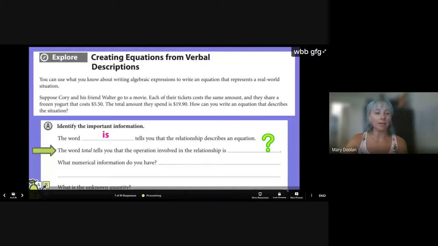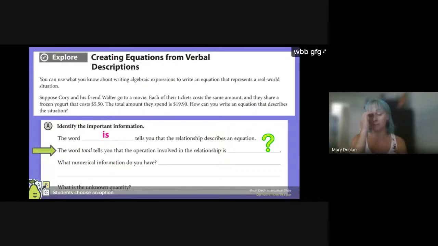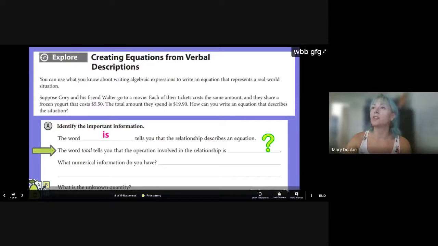Don't be afraid to get the answer wrong. Just make your best guess, because if you're not guessing, I don't know how to help you understand better. If you're getting it right, then I know you understand it. If you don't answer at all, then I don't know how to help you if I don't see where your misconceptions are. So I have 7 responses. Everyone should be answering the multiple choice question on your Pear Deck slide.